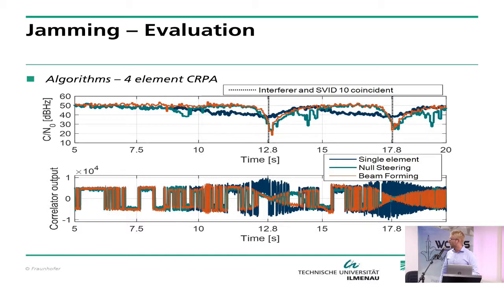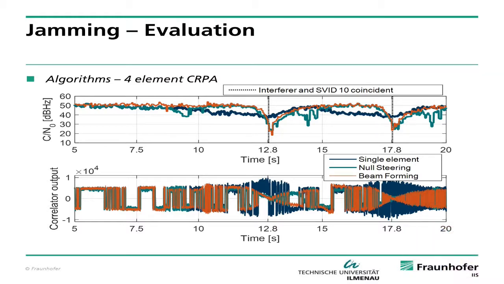But if you apply null steering or beamforming, the signal drops, of course, because you mitigate a certain signal direction with your resulting beam pattern, and you don't see the jammer, but you don't see the GPS signal as well. So the signal vanishes, and then it shows up again when both incidence directions are not the same anymore.